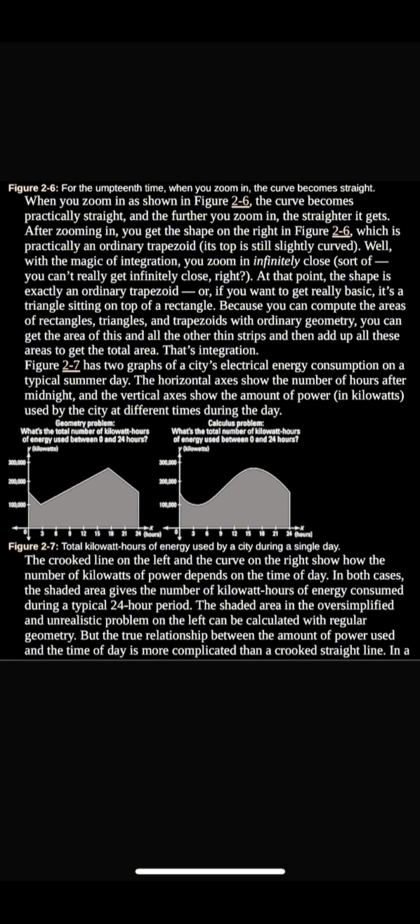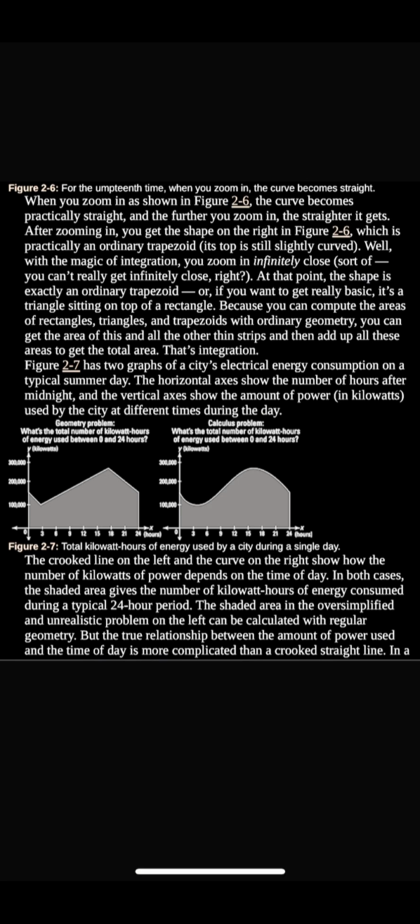Well, with the magic of integration, you zoom in infinitely close, sort of. You can't really get infinitely close, right? At that point, the shape is exactly an ordinary trapezoid. Or if you want to get really basic, it's a triangle sitting on top of a rectangle. Because you can compute the areas of rectangles, triangles, and trapezoids with ordinary geometry, you can get the area of this and all the other thin strips, and then add up all these areas to get the total area. That's integration.